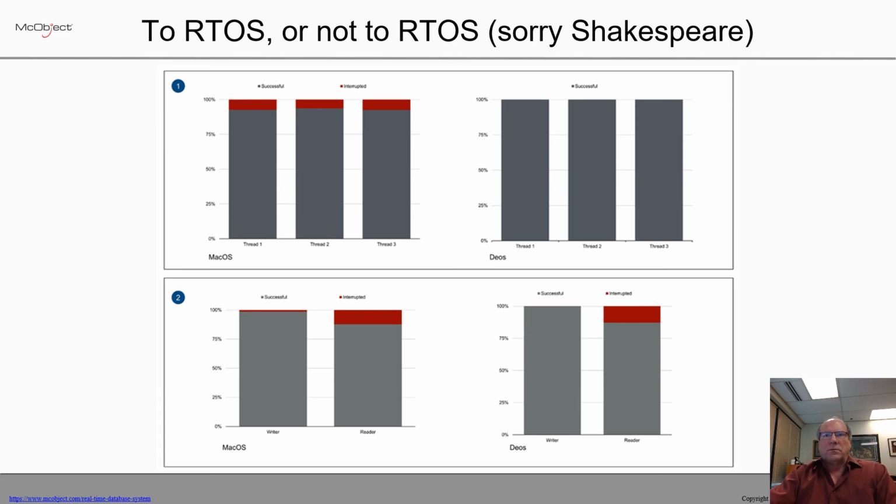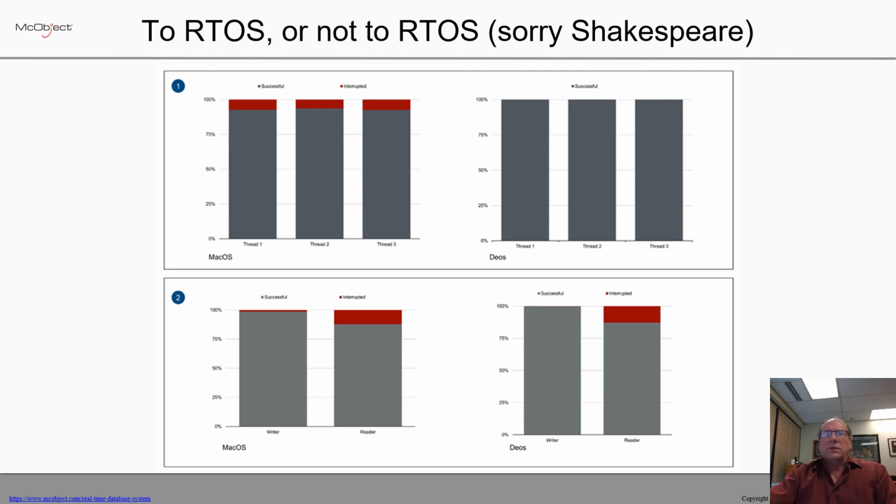In the second test, with a higher priority task and a transaction writing to the database, and a lower priority task and a transaction reading from the database, 1.5% of the write transactions and 12% of the read-only transactions on Mac OS were aborted. Under the RTOS, only 0.08% of the write transactions and approximately the same number of read-only transactions, 13% in this case, were aborted. Again, 1.5% of the write transactions under Mac OS were aborted versus just 0.08% under the RTOS.